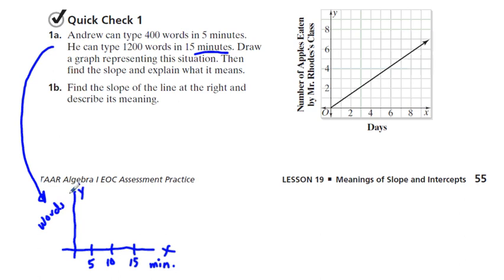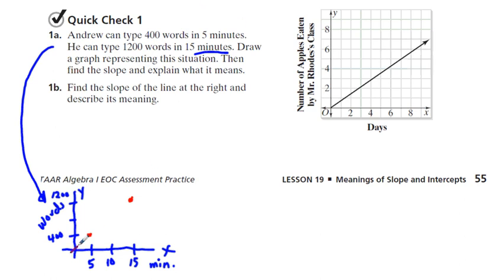Okay, words typed, and we'll say this is going to be our 400 here, and then up here we'll say this is 1,200. And so in 5 minutes he's typed 400 words. In 15 minutes he's typed 1,200 words. And so draw a graph representing the situation.